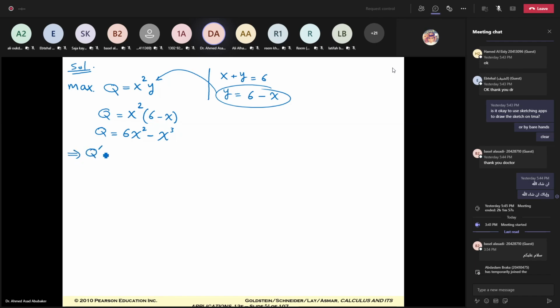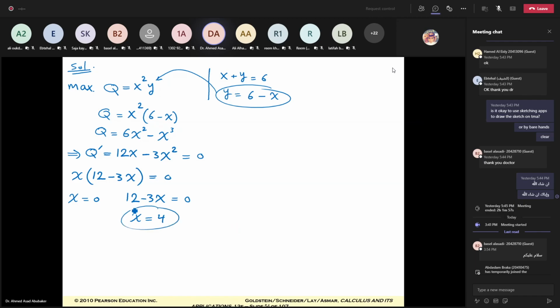The first derivative of Q equals 12x minus 3x squared. Set this equal to 0. Take x as a common factor, so we have x(12 minus 3x) equal to 0. Now we have x equals 0, or 12 minus 3x equals 0. So x equals 4.